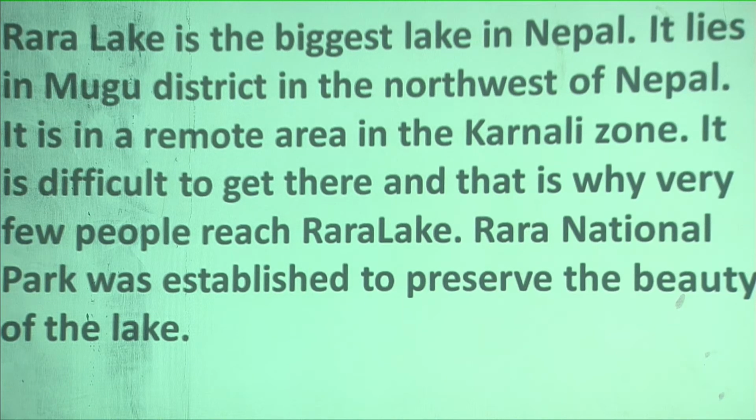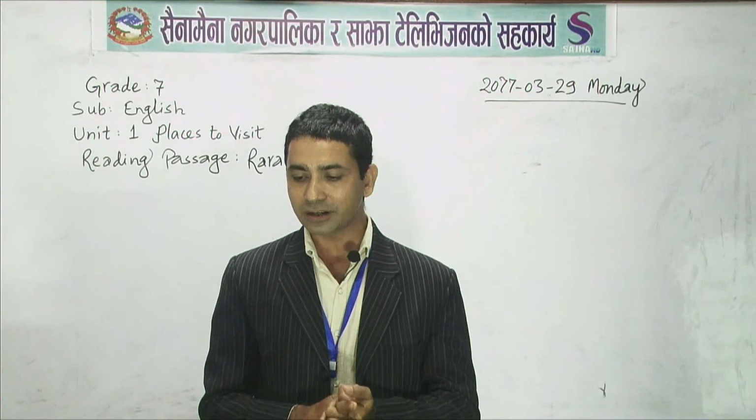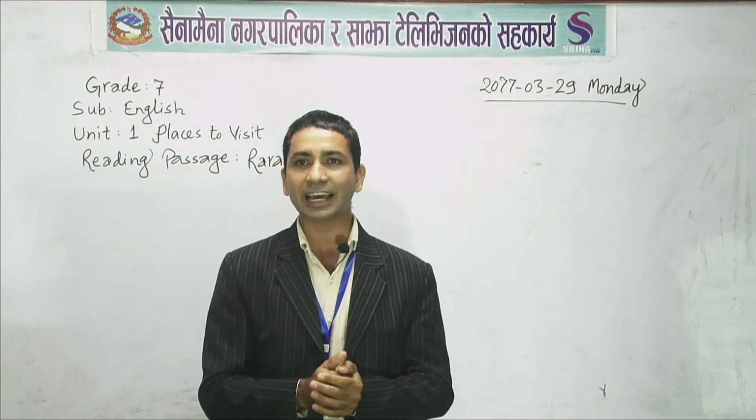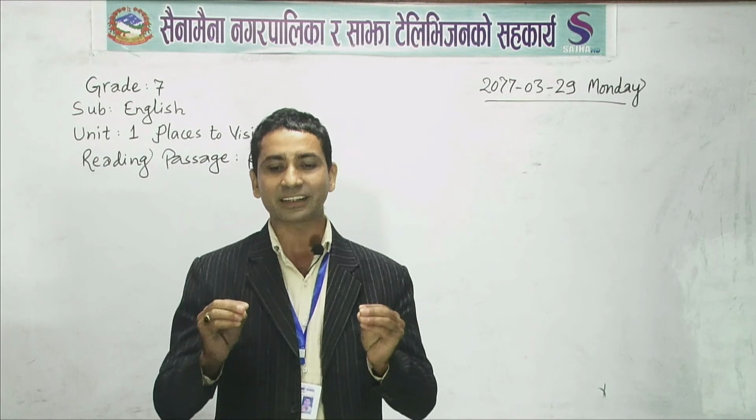Okay, first paragraph. I am going to read it. Rara Lake is the biggest lake in Nepal. It lies in Mugu district in the northwest of Nepal. It is in a remote area in the Karnali zone. It is difficult to get there, and that is why very few people reach Rara Lake. Rara National Park was established to preserve the beauty of the lake. Okay, students, you also try to follow me and try to read it.